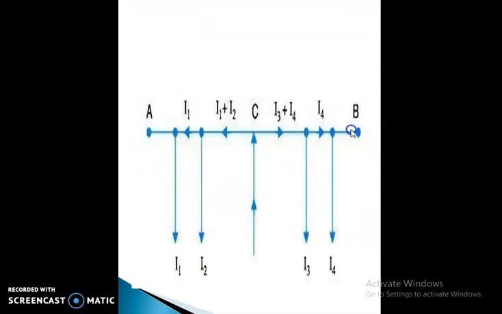The distributor here is AB, where the main feeder is connected at point C, which is located just in the middle of the distributor. On this portion the current is I1, on this portion I1 plus I2, then I3 plus I4. This is the I1 current, this is the I2 current, this is the I3 current, and this one is the I4 current. So point C is the middle of the distributor.